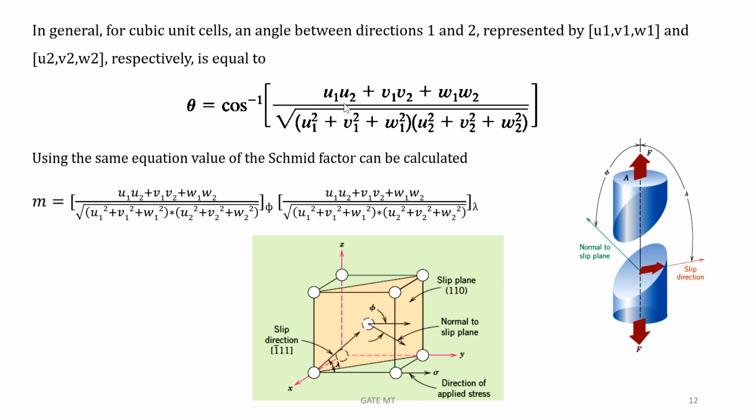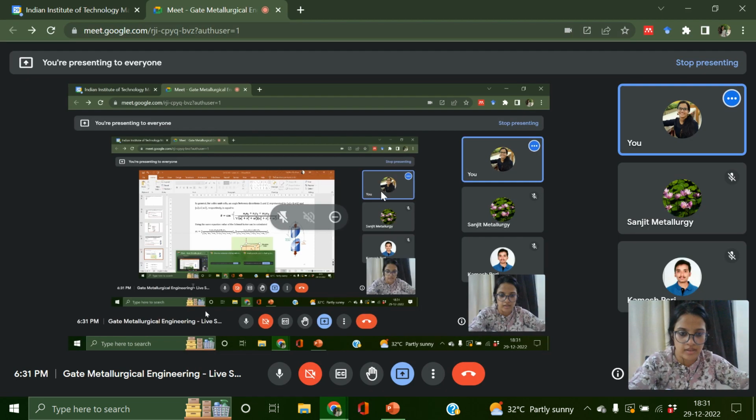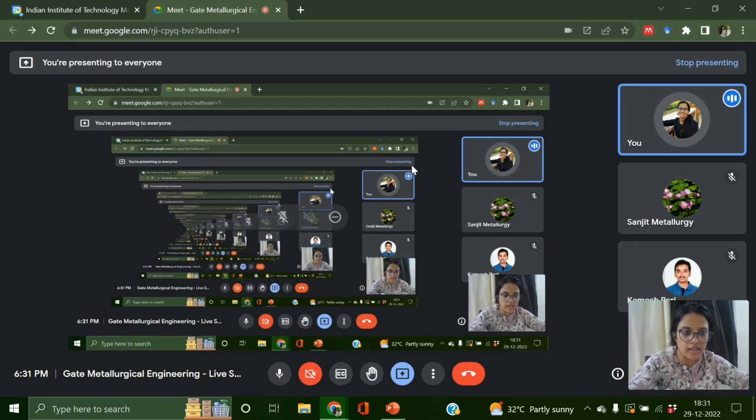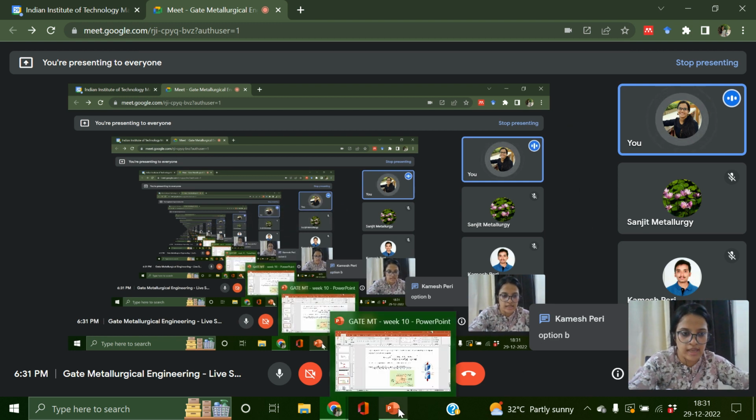So, has anybody started calculating? If you have started calculating, please respond. Otherwise, I'll project how to calculate. Option B. So, is this the same answer that Sanjit is also getting? Option B.